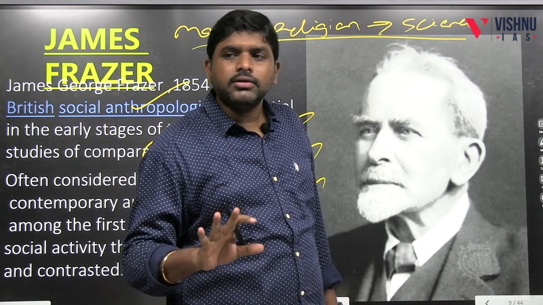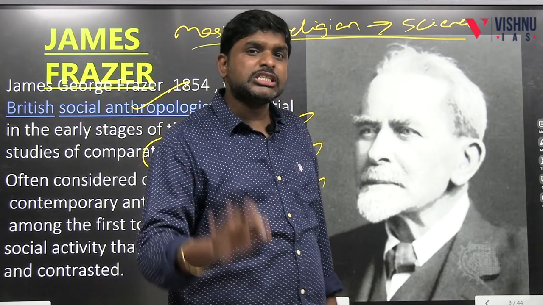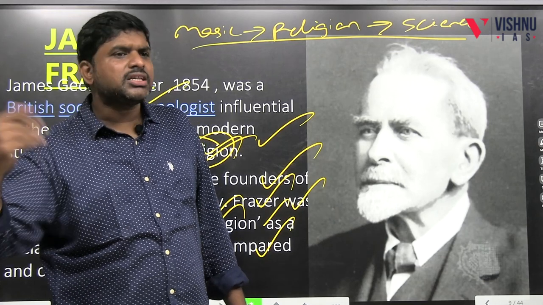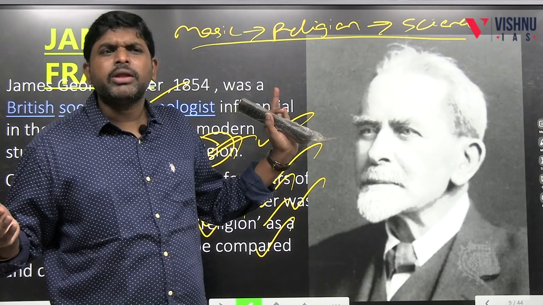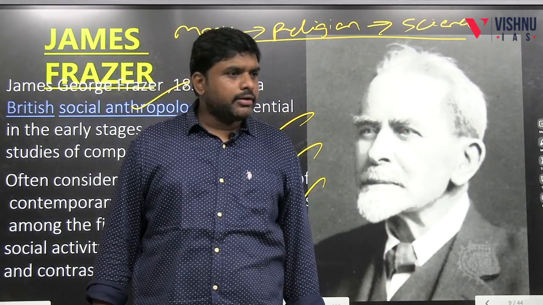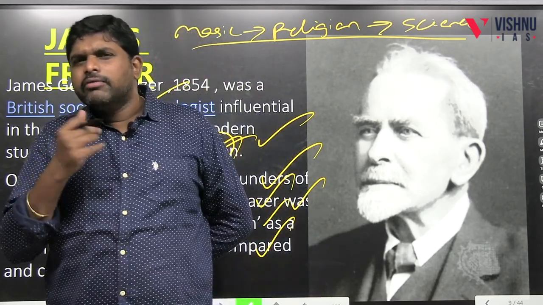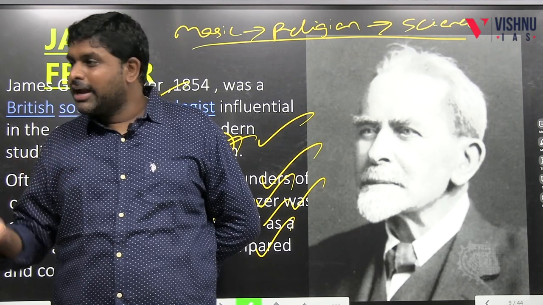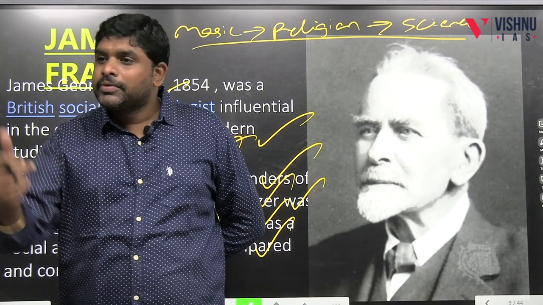Every man wants what? Answers. For questions that are logically put, every man wants answers. If the answers are given, then he is satisfied. Magic could not answer the questions that were logically put. So a vacuum was created, according to him, and people were searching for the truth. Then people thought: we will create a system such that people stop asking questions. So then came what? Religion.